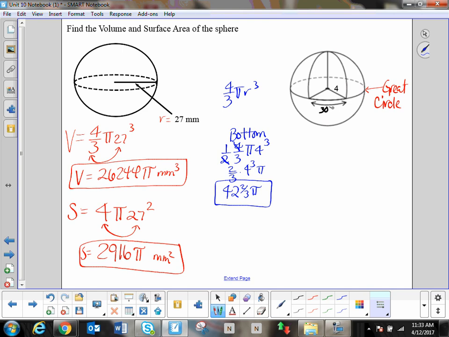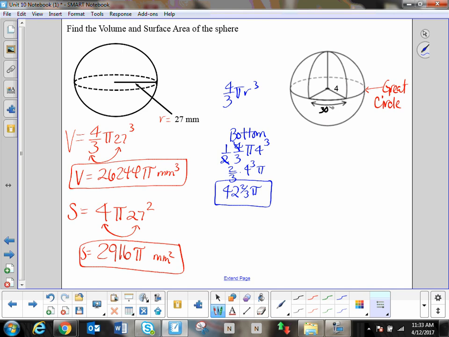Okay. So again, we're going to just do this in parts. You got something different? Divide by 2 again. Does somebody else get 42 2/3? Yeah? Okay, so this is just the bottom, okay?